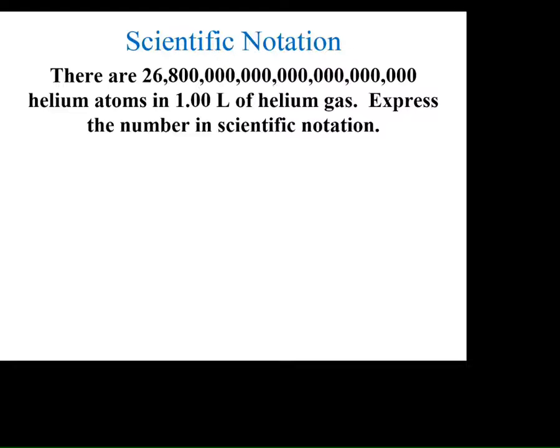So first off, how many sig figs are in that number? 3 sig figs, and they are the 2, the 6, and the 8, right? So I'll put a decimal right here after the first one, and then I want to count. The decimal is understood to be here. How many times do I have to move it to get it between the 2 and the 6? 28.